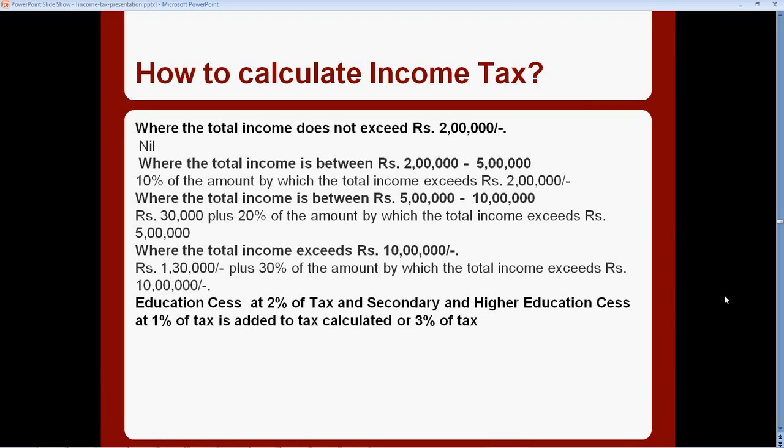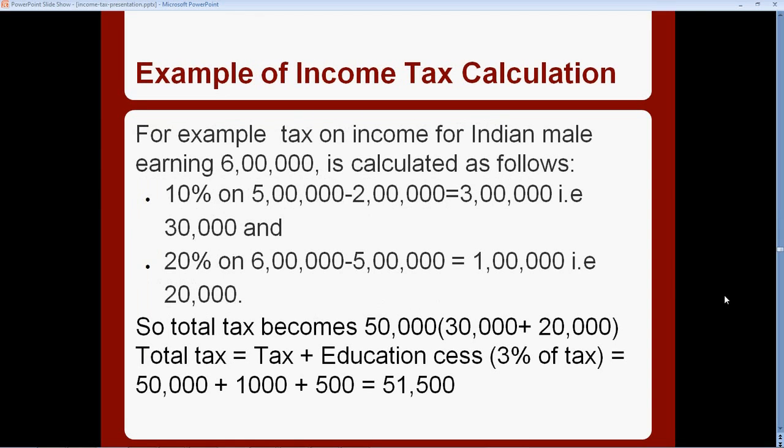Education cess is 2% of tax, and secondary and higher education cess is 1% of the tax. The total is 3% of the tax, not of the income. Let's look at some examples.